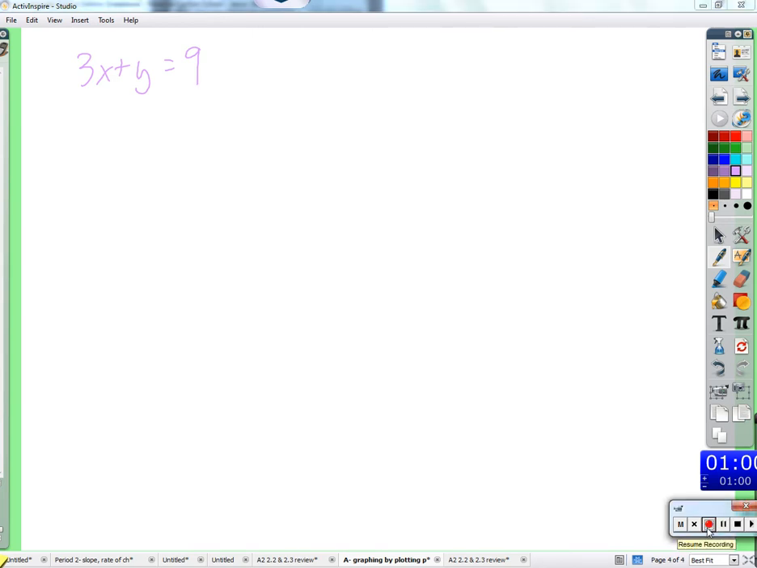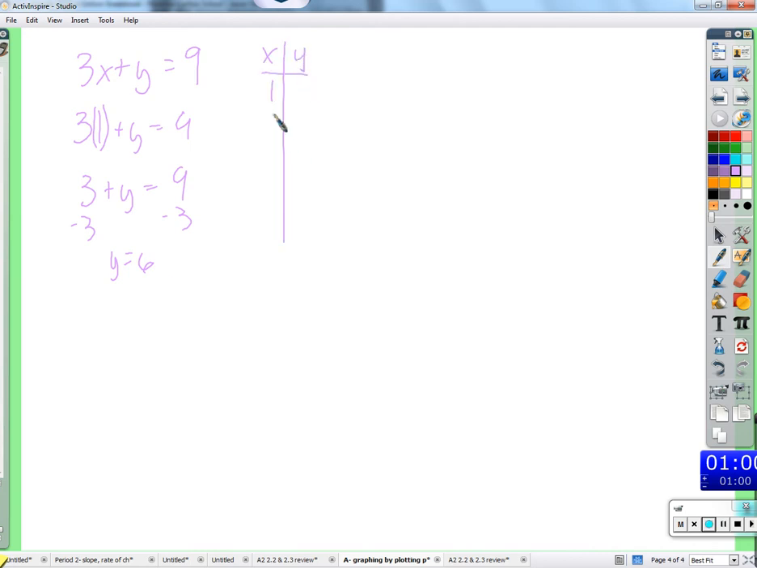Because for this one, again, we can guess at an x and a y that will work together and add up to 9. But let's think of it like a function. A function is we put something in, we get something out. Right? So let's plug in 1 for x, so y plus 3 equals 9. Subtract 3 on both sides, and y is 6. Now we know: input 1, output 6. So now I'm going to show you, well, what shape did this graph wind up being?